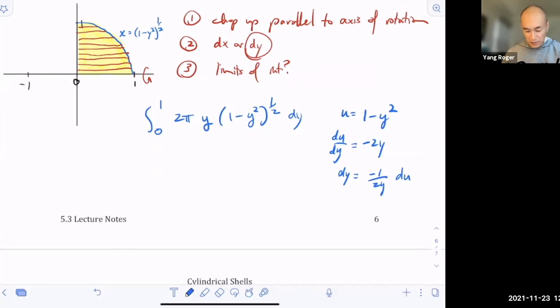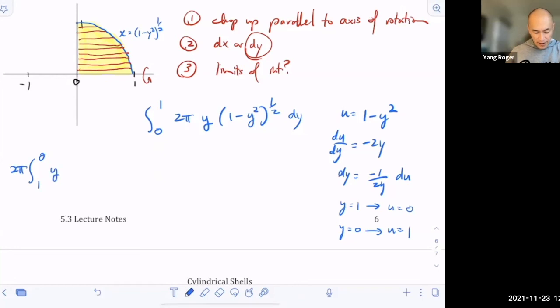So we make our substitution. You have to change the limits of integration as well, right? So when y is equal to 1, that sends u equal to 0. When y is equal to 0, that sends u equal to 1. So your integral becomes the integral from 1 to 0, 2 pi. You're going to have a y there. You're going to have a u to the 1/2. And then you're going to have a negative 1 over 2y du.